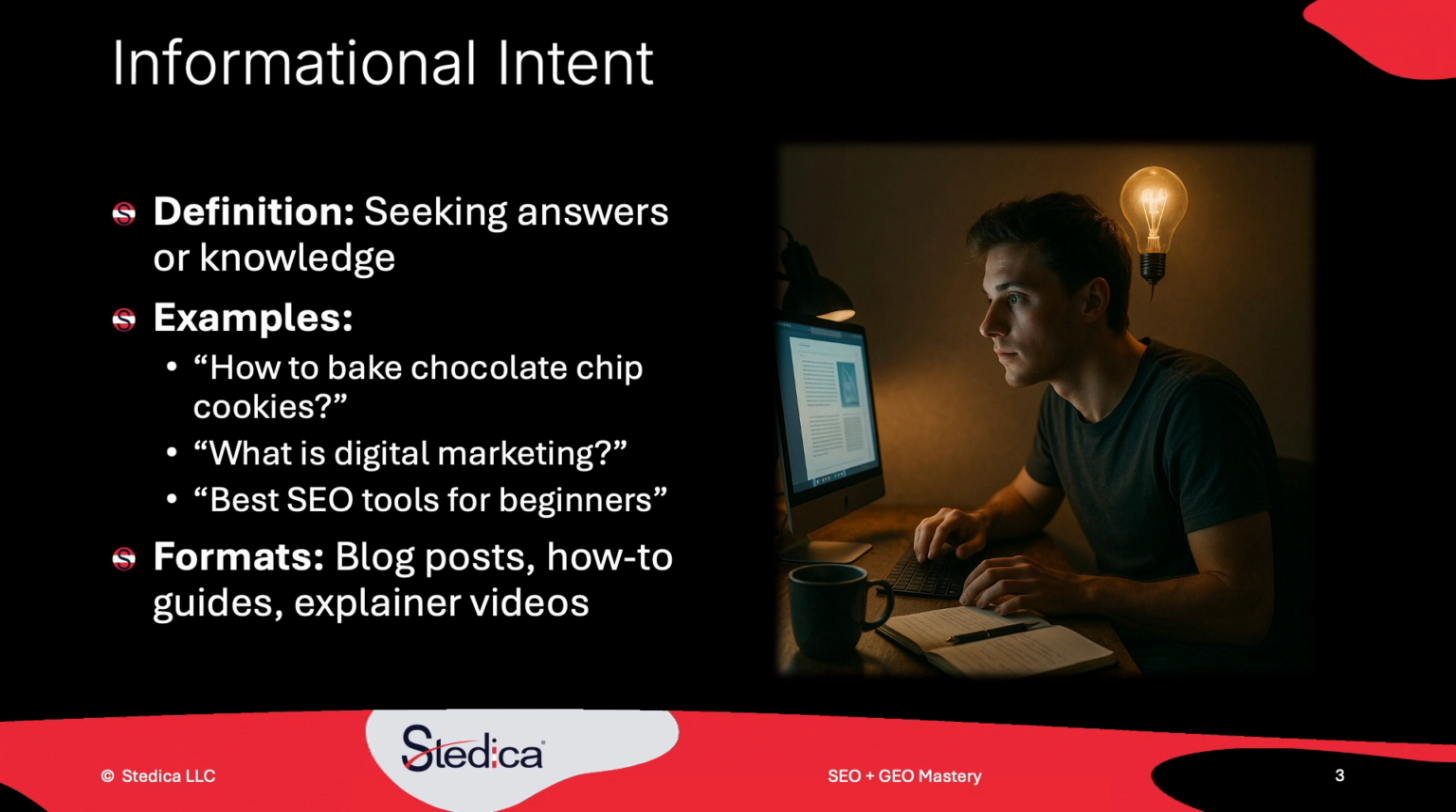Users with informational intent are looking for knowledge. They want to learn, explore, or solve a problem. They're asking questions like, how to bake chocolate chip cookies? What is digital marketing? Best SEO tools for beginners. If you want to rank for informational searches, your content needs to be detailed, well-researched, and easy to understand. Think of blog posts, guides, how-to articles, and explainer videos.